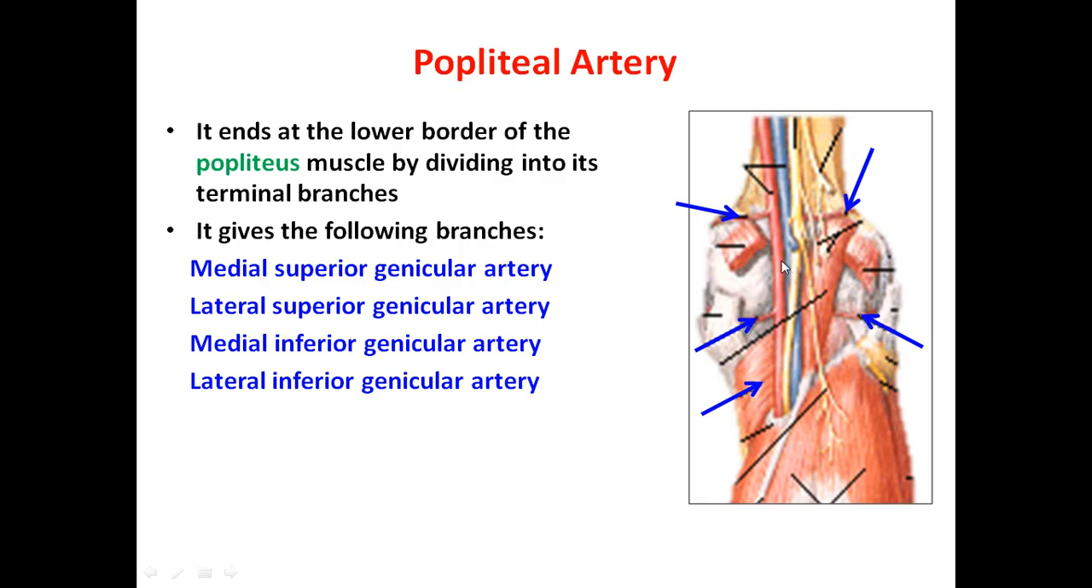One more artery is there which pierces the capsule of the knee joint to supply the intra-articular structures in the middle of this area, popliteal fossa. So we call it the middle genicular artery.